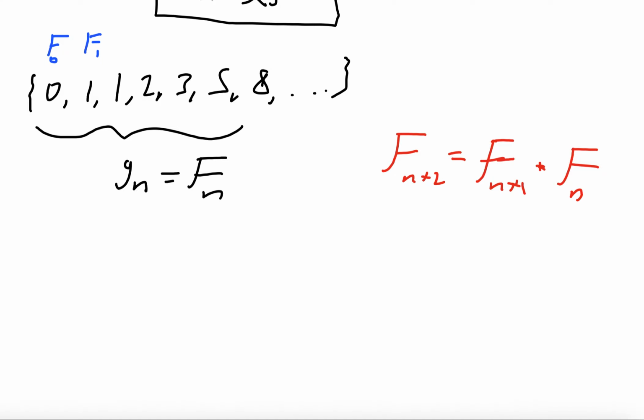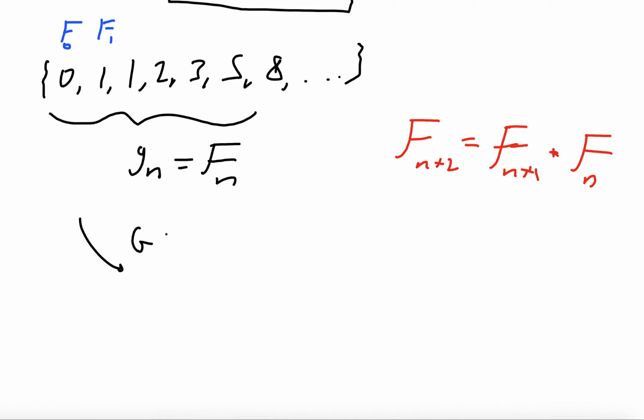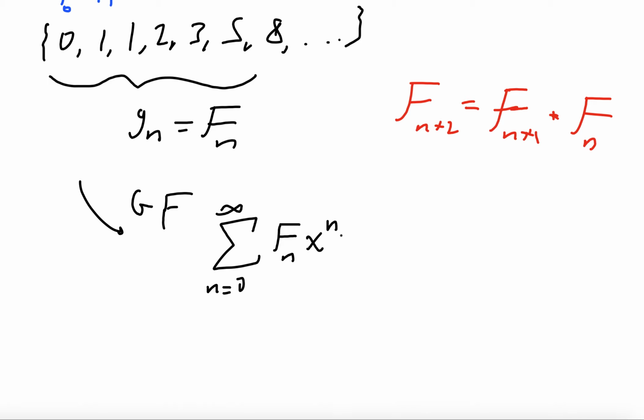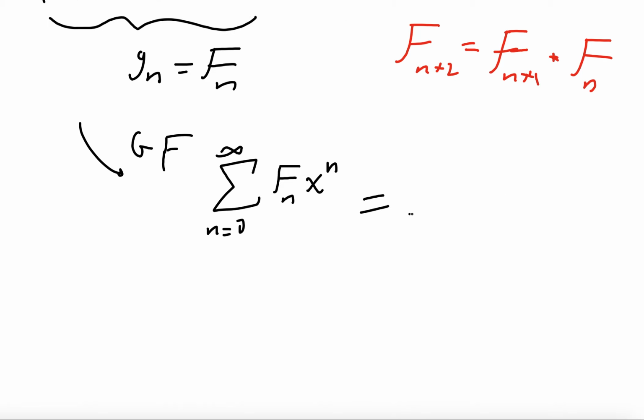Great. So then the generating function form of this, the GF form, is going to be the sum, n going from 0 to infinity of f_n x^n. And so how do we find the closed form? Well, we're going to take advantage of this famous recursion. And what are we going to do? Well, let's just call the closed form curly f of x, like this.